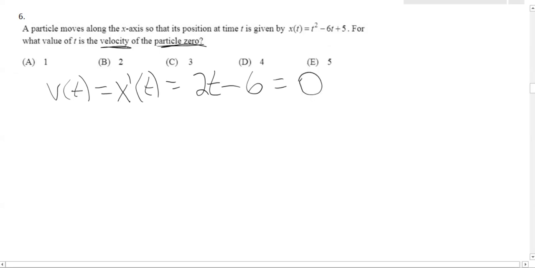One common mistake is students will evaluate it at 0. You would get -6, which isn't even a choice there. Or they might evaluate the original function at 0, in which case you would get 5. But neither one of those are what we want to do. So you solve this for 0 and you get t equals 3, which is choice C. Alrighty.